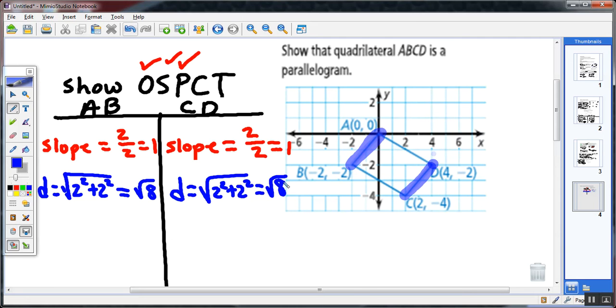Those are both going to be, gosh, I think, is it like 2.828? Somebody run that. Square root of 8, is it 2.828? 2.8284.